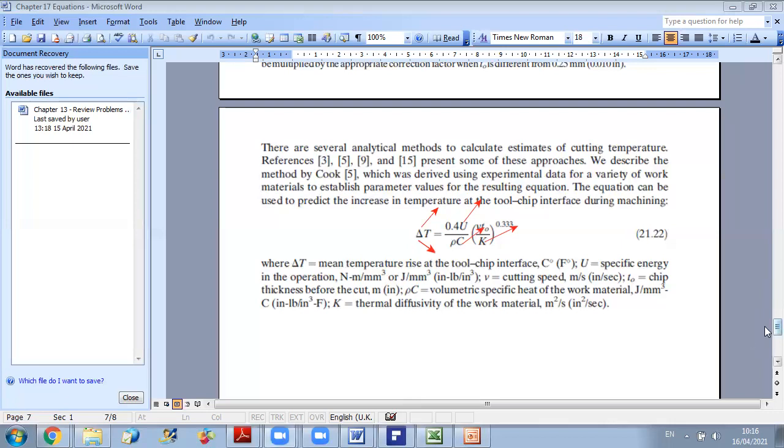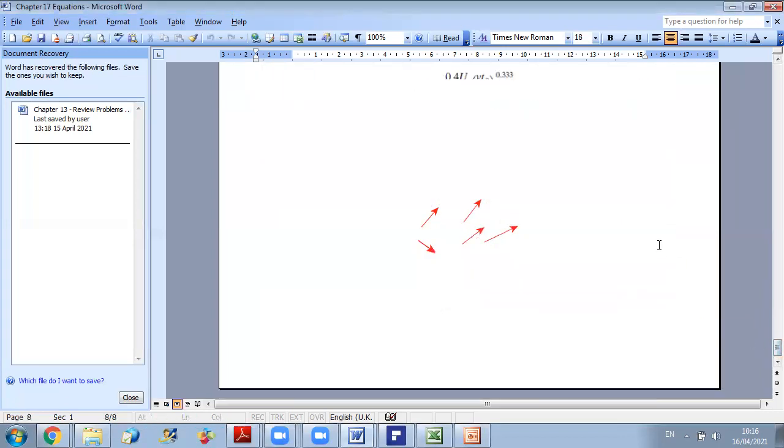So these were the main equations for chapter 17. We will start to do problems on this chapter.